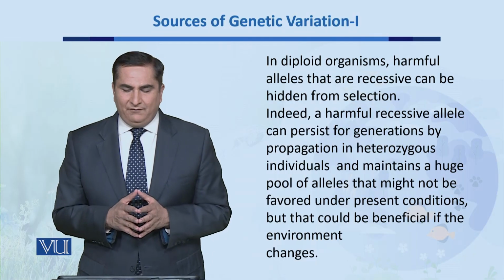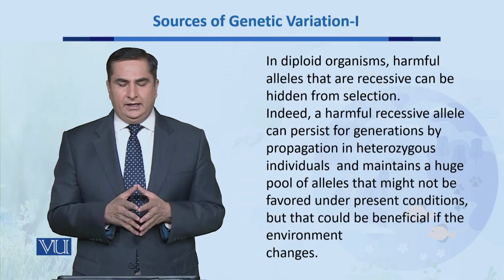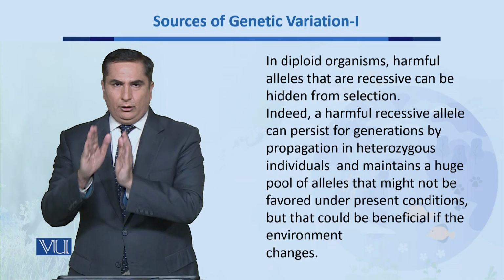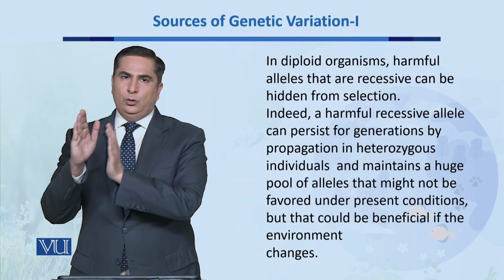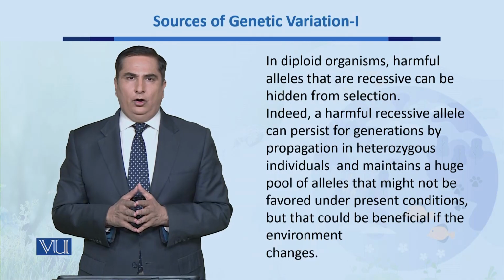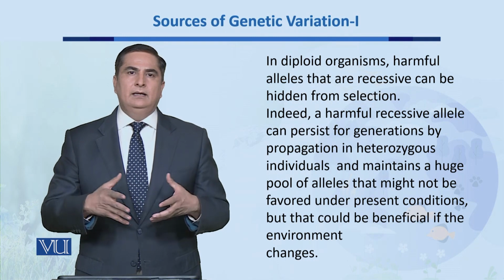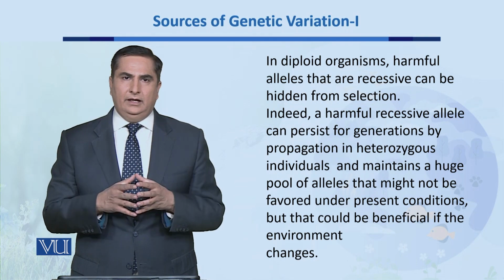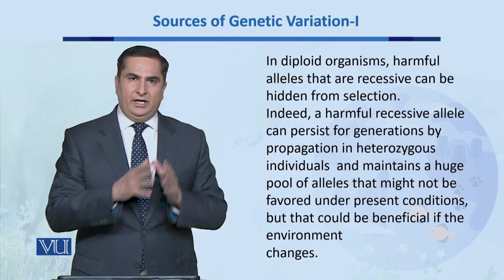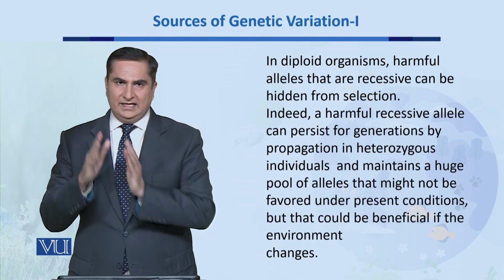Indeed, those harmful recessive alleles can persist for generations by propagation in heterozygous individuals, which are basically normal, but they also have that recessive allele which is harmful for that population. But because they are in heterozygous form, and because it is a recessive allele, normally it does not show its characteristics in the heterozygous dominant form. It only shows its characteristics when they are in homozygous recessive form.